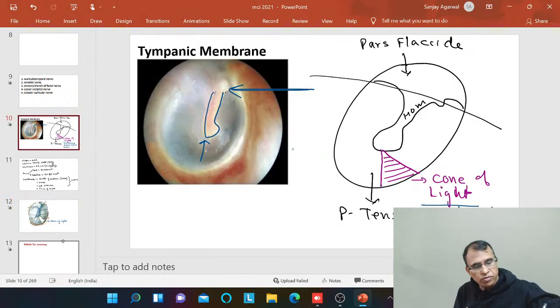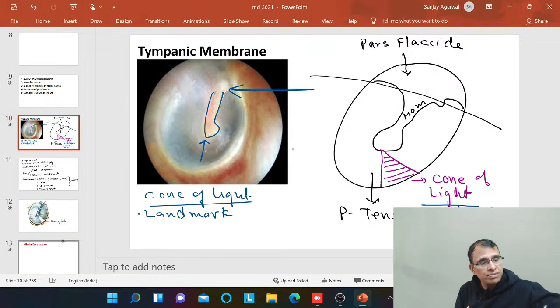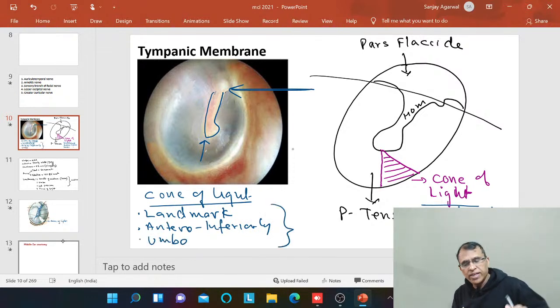So I'll write here cone of light. Cone of light is landmark of tympanic membrane. भूल जाता हूँ. I know this, बट अलग अलग तरह से पढ़ाने में... एंट्रो इन्फीरियर, it is located anteroinferiorly and it is formed by umbo. These are the three features of cone of light that one must remember. ठीक है, done.